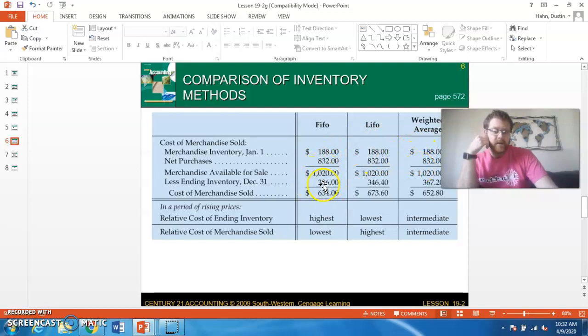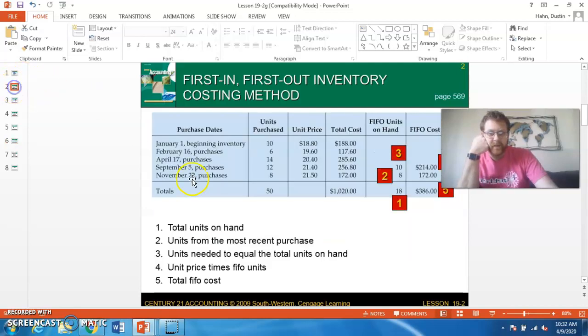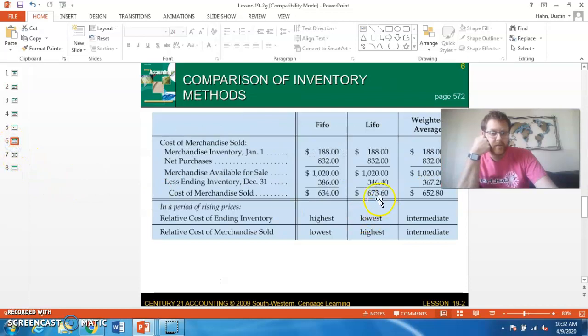Now, the inventory at the end of the year, this is what you guys just calculated. FIFO was your 386. Here's your 386 that you just found. That's 673.6.